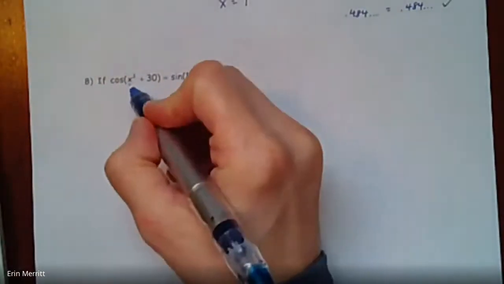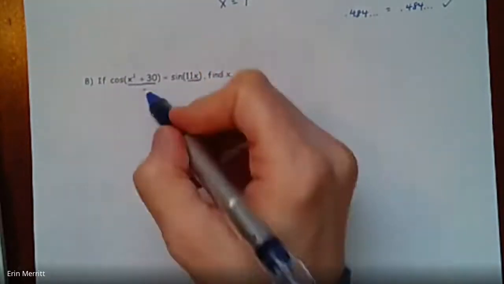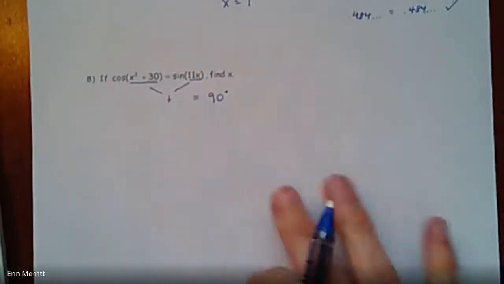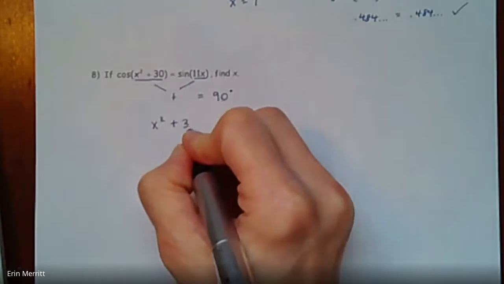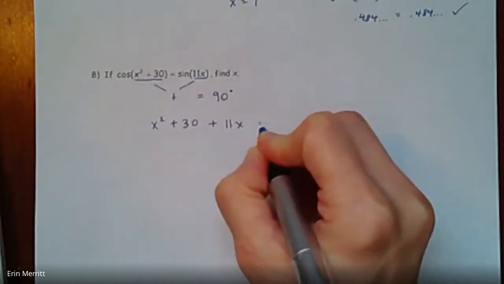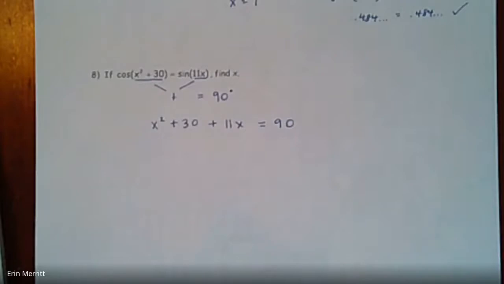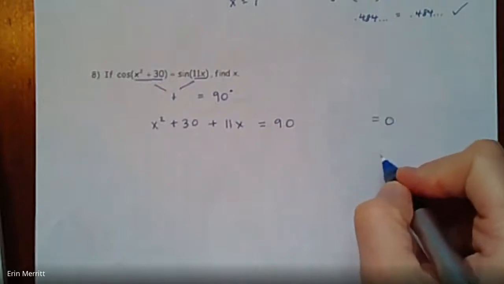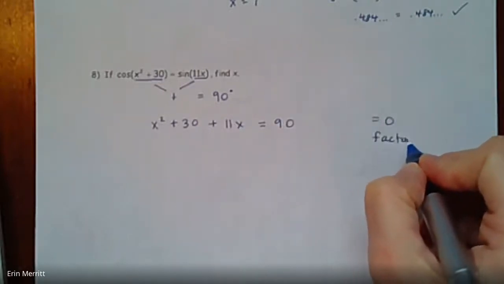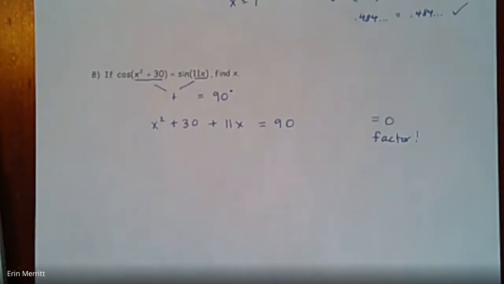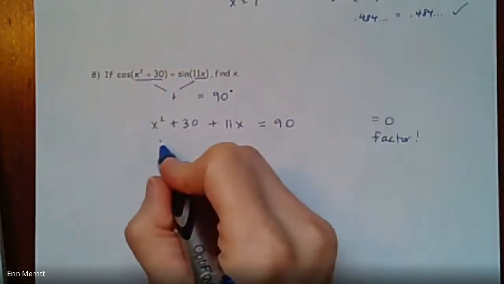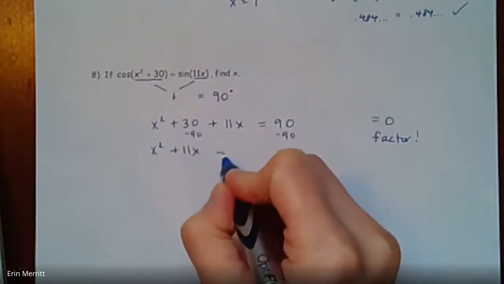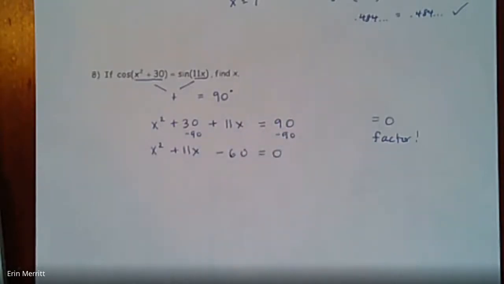So same type of rule. If cosine of this equals sine of that, then these two, if I add them together, should be equal to 90 degrees. So let's try it out. If we take x squared plus 30 plus 11x equals 90. You know how to handle a question with x squared and a single x. We need to get it equal to 0 first, with then the goal to factor to be able to solve. So let's see, if we have x squared plus 11x, I'm going to move this 90 on over. So that'll give me minus 60 equals 0.